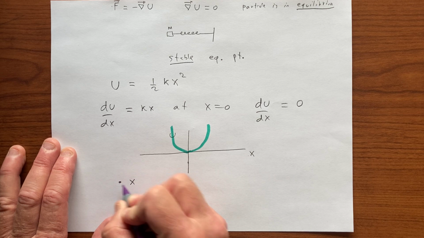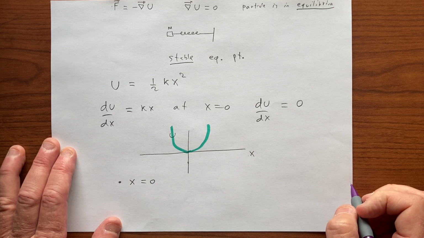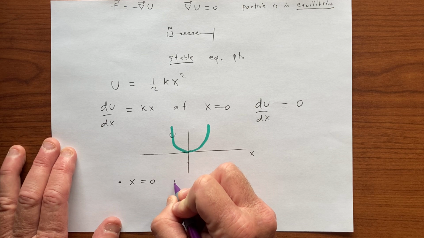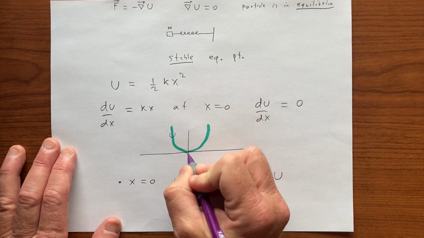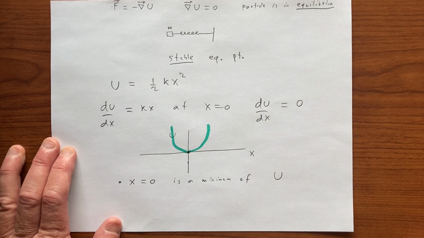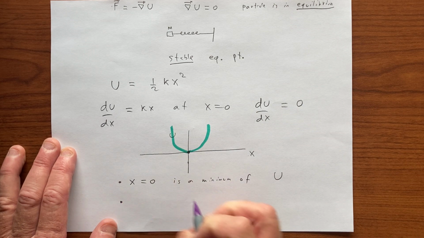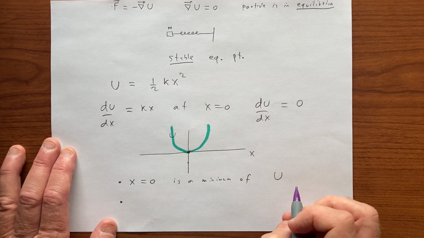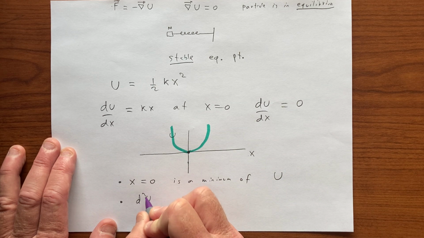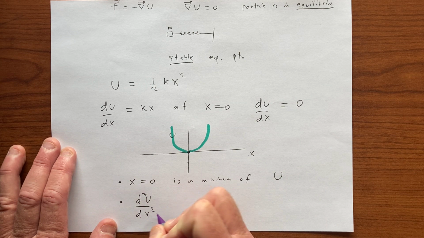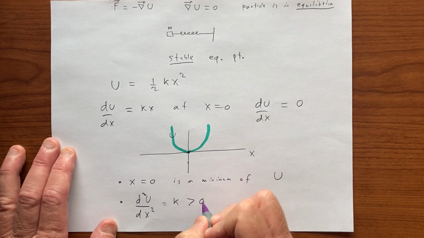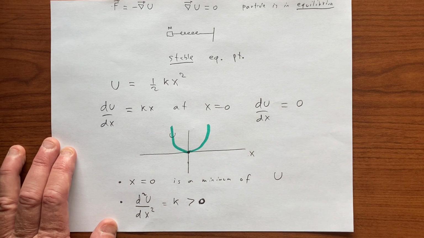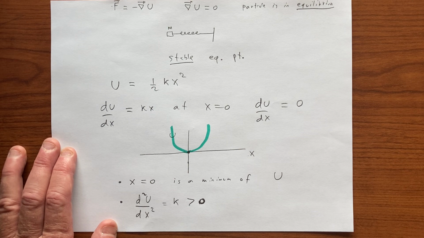Let's notice also that x equals 0 is a minimum of this U function, right? It's the lowest point of that function. And notice also that the second derivative of U with respect to x is equal to k, and that's positive. So the bending is upwards. Okay, so these are the features associated with stable equilibrium.